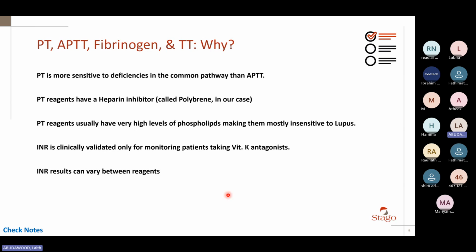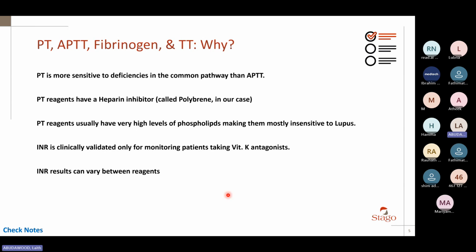PT as a test monitors the activation of factor 7 by the tissue factor. Factor 7 then activates factors 10 and 5. 10 and 5 work together to activate factor 2. Factor 2 then activates fibrinogen into fibrin. Fibrin is the one that forms the clot. So if there's an issue with 7 or 10 or 5 or 2 or fibrinogen, PT will be affected.